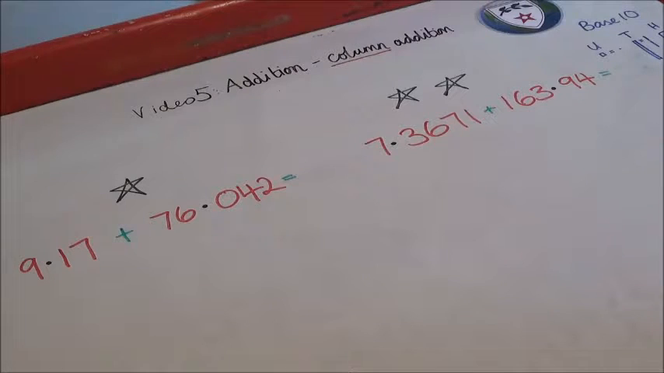Have a go at these examples. Choose just one of them and pause the video. Work them out using column addition. Remember to line them up using the decimal point. Then we'll go through the answers once you're finished.